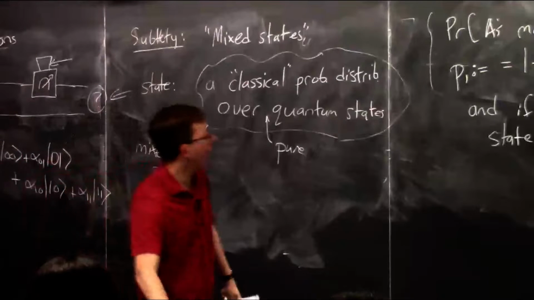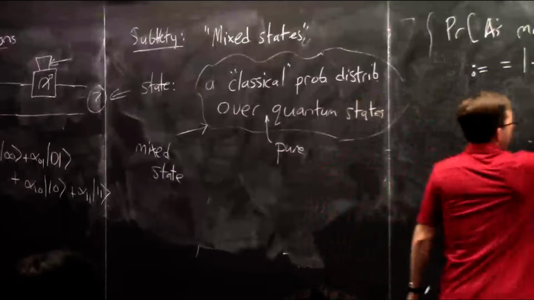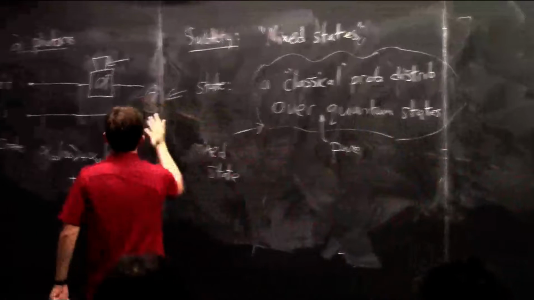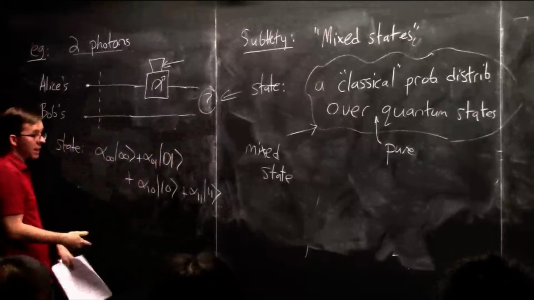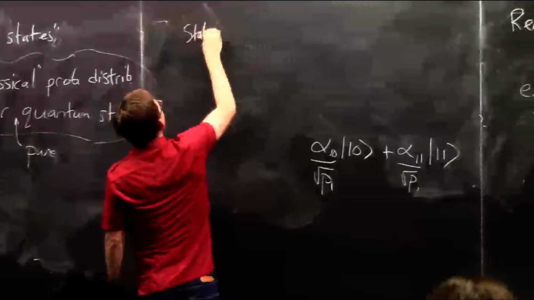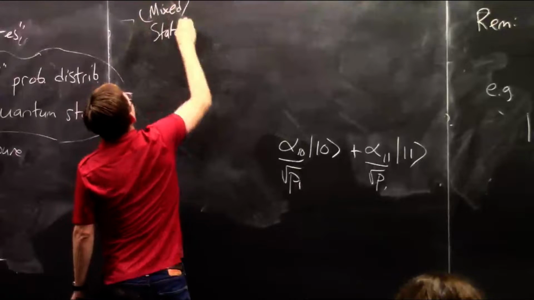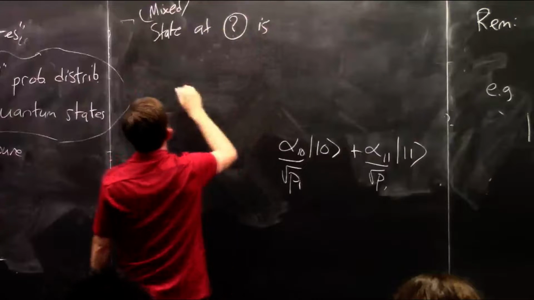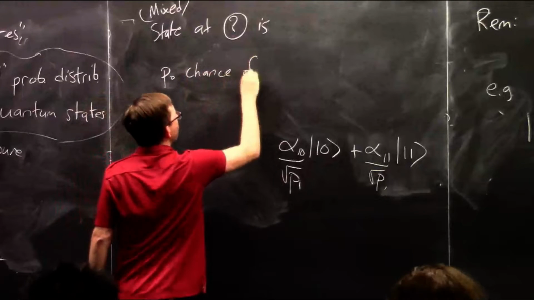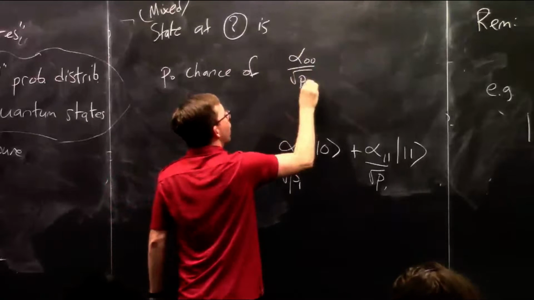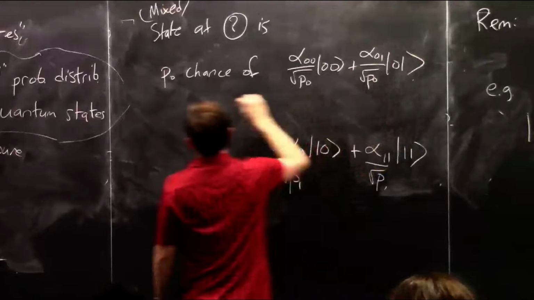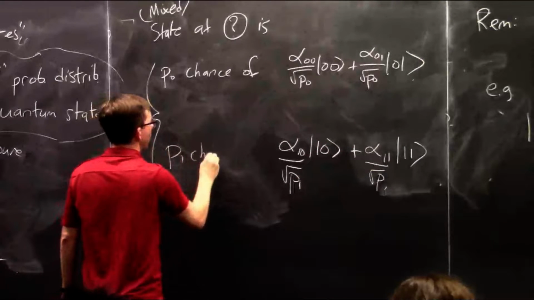Okay, so in fact, the actual mathematical description of the 2-qubit state at this point, if we don't actually do the experiment and see which way it turned out, if we just want to analyze it overall, the actual mixed state at the question mark is: with p0 chance, this thing, alpha 0,0 over root p0 times |0,0> plus alpha 0,1 over root p0 times |0,1>, and with p1 chance, this.